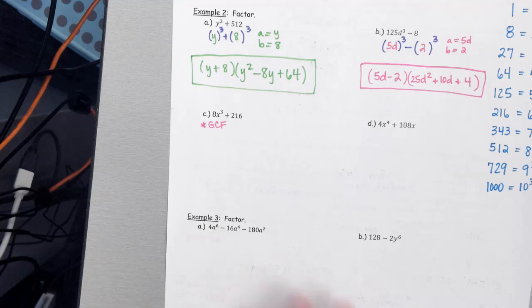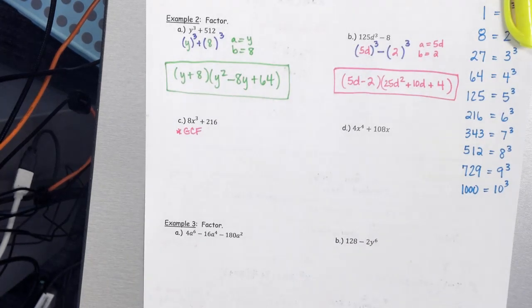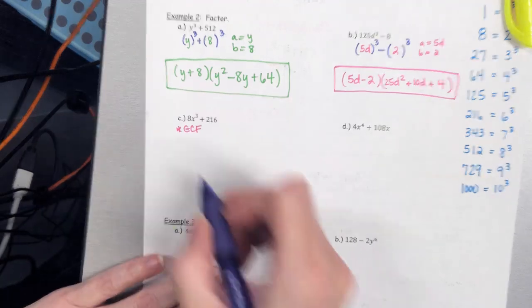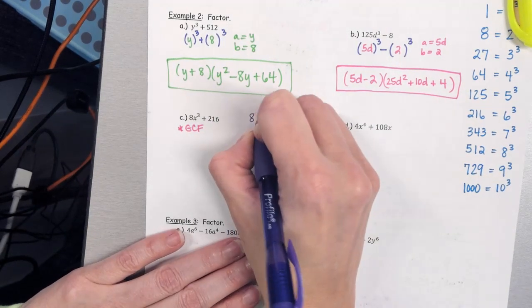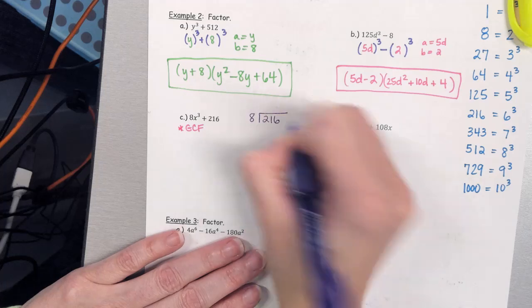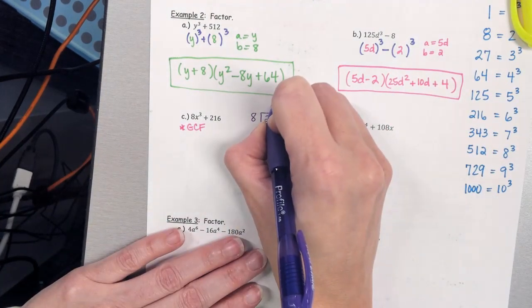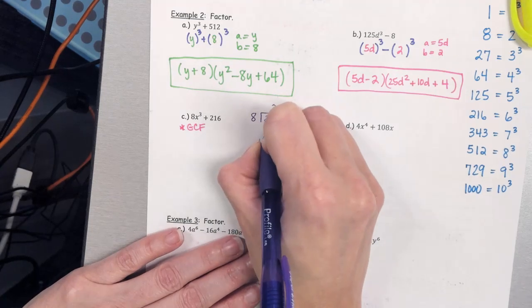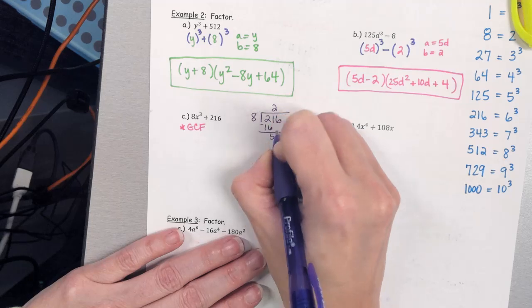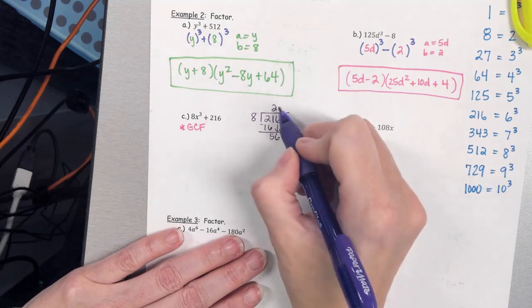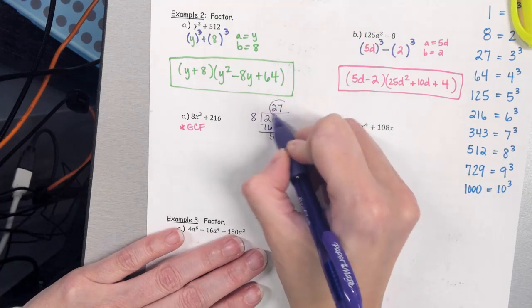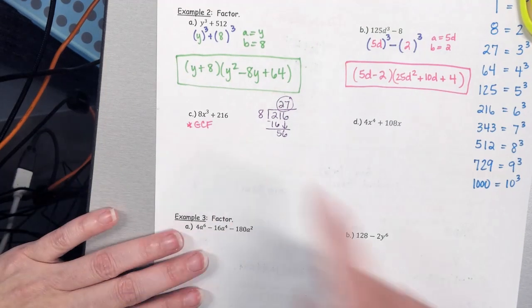Okay. Now for the next one, when you're looking for your GCF, we know they're both even. We know 2 goes into both. Let's see if 8 goes into 216 evenly. We'll practice doing it without our calculator. 8 goes into 21 how many times? 2. 8 goes into 56 how many times? 7. Okay, so 8 does go into both of them.